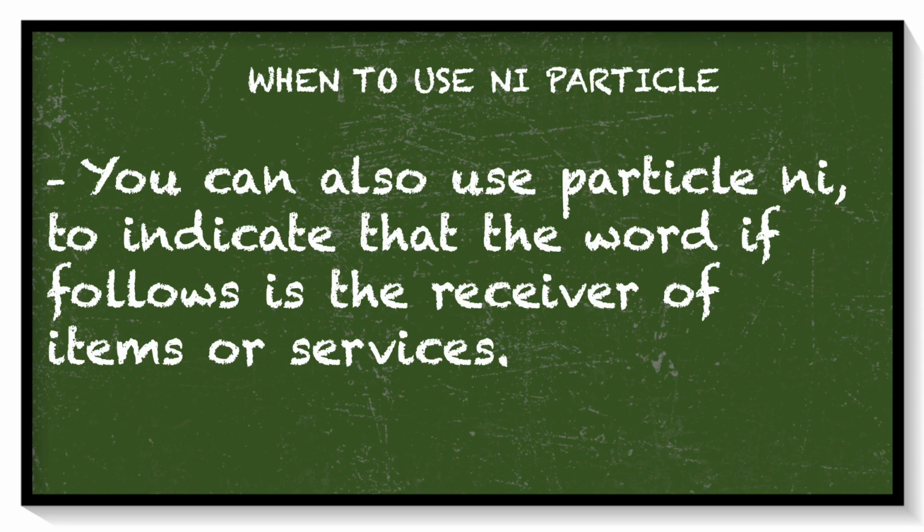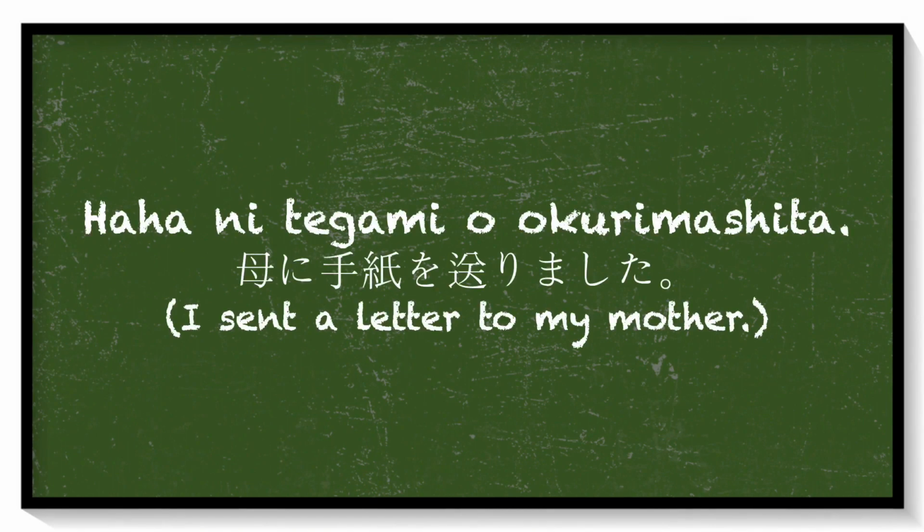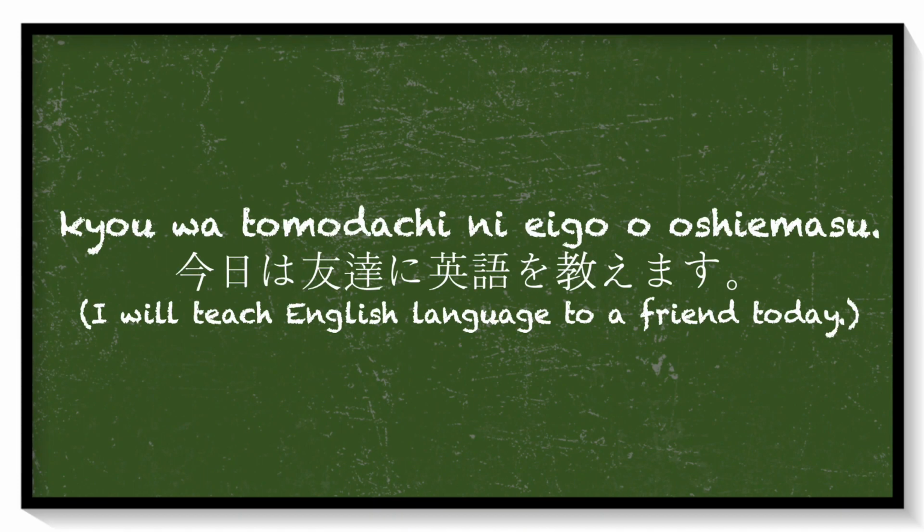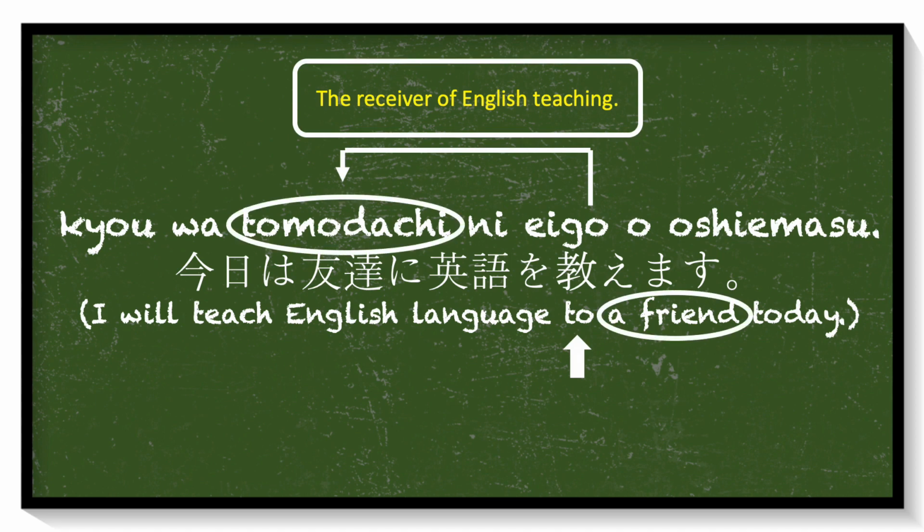You can also use particle ni to indicate that the word it follows is the receiver of items or service. For example, 母に手紙を送りました。 Here the receiver of 手紙, or letter, is 母, or my mother in English. Another example. 今日は友達に英語を教えます。 In this example, tomodachi, or friend in English, is the one receiving an English teaching.